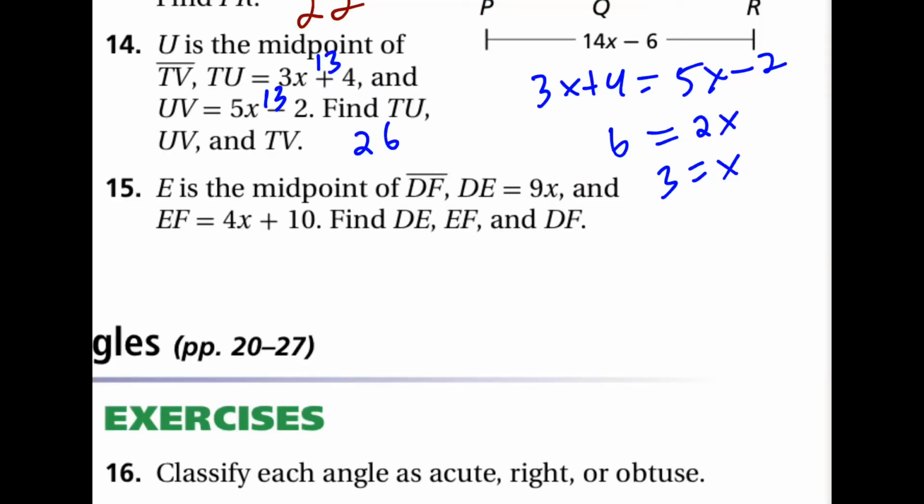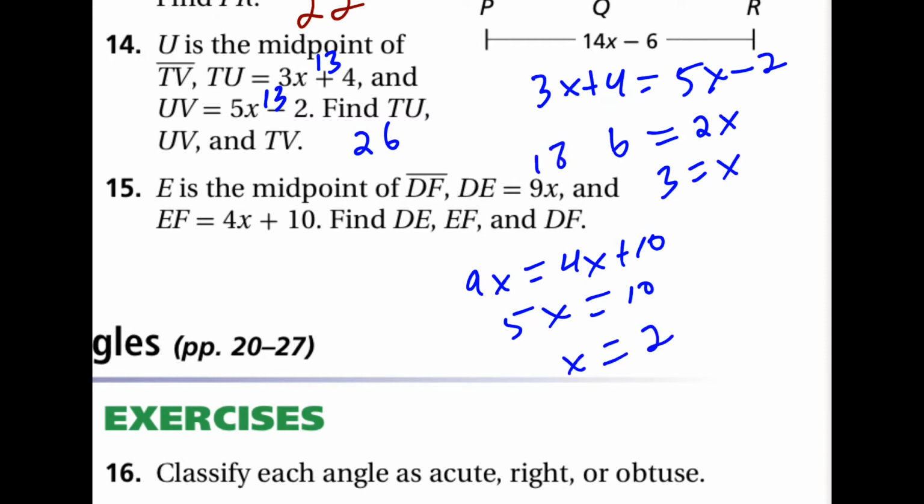For 15, we have a similar situation. We can say that 9x is equal to 4x plus 10. So 5x is equal to 10. X is equal to 2. If we plug that in, we have 18, and the whole thing together is 36.